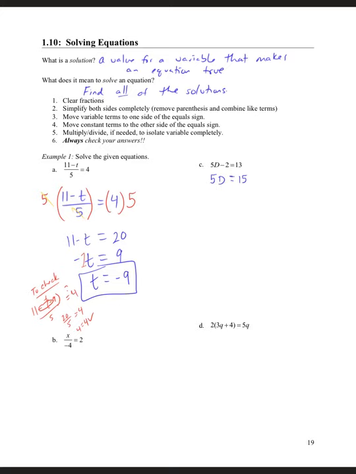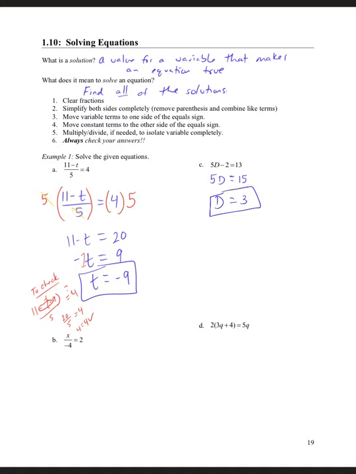And then just like we did in the previous problem, if you have a negative 1t, on that one we had to divide by a negative 1. Here we have a 5d, so we have to divide both sides by 5. So start with your equal sign. 5d divided by 5 is just going to be d. 15 divided by 5 is 3.